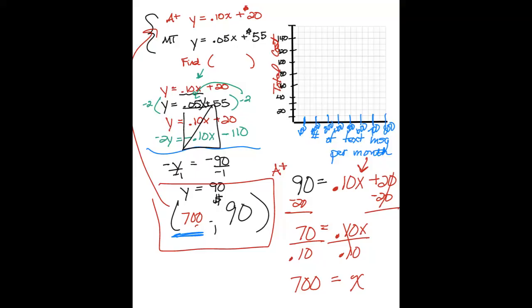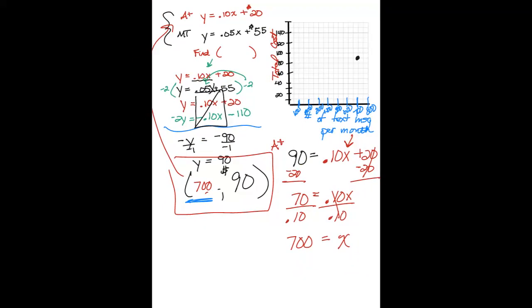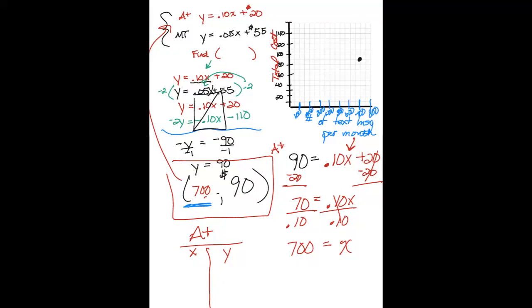790 would be, there's 80 right here. So both of these lines are going to cross at that spot. All right. First of all, let's look at A plus telecommunications, and let's come up with some values. We got X and Y values.